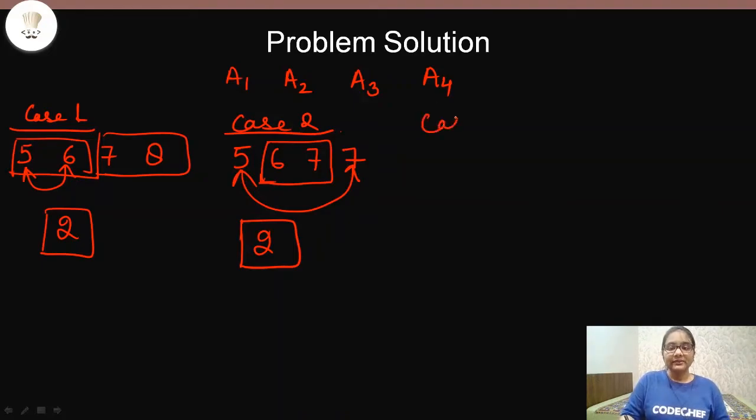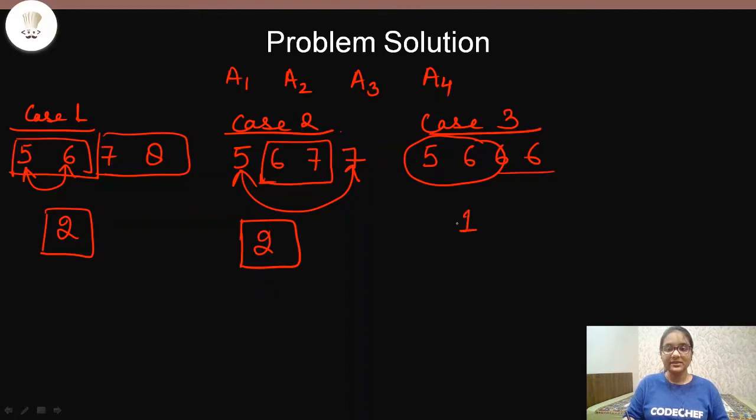Now case 3 will be when we have three difficulty levels same and one is different. So now what will happen in this case? We have 5 and 6, 6 and 6. Now in this case we can only form one set of problem, because if we try to form a problem set out of 6 and 6, then it will not be possible, because these two difficulty levels are the same and we cannot form a set like that. So only one set of problem will be possible, that is A1 and A2, that is with two different difficulty levels. So only one set is possible here.